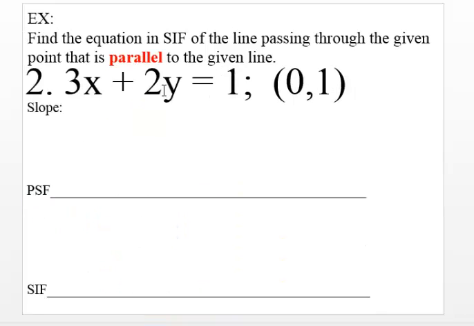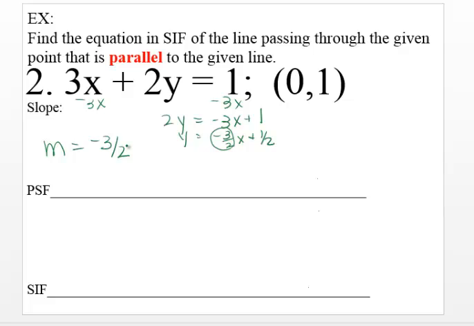Let's look at another example without the slope being given in that slope-intercept form. So we need to go ahead and solve for y. So when we do that, we get 2y equals negative 3x plus 1. Divide by 2 everywhere, we get negative 3 halves x plus 1 half. So the slope of my line is negative 3 halves.